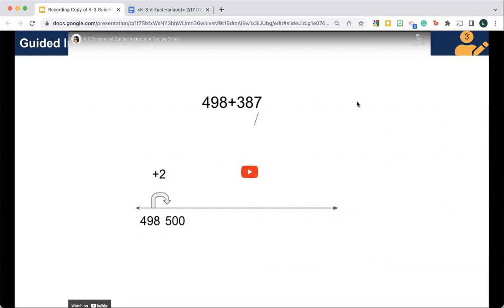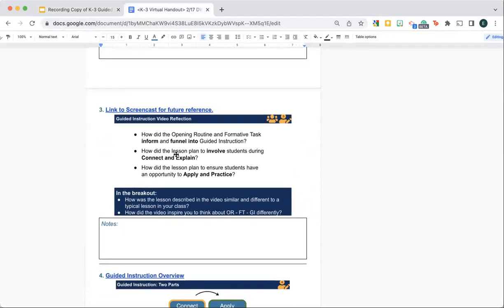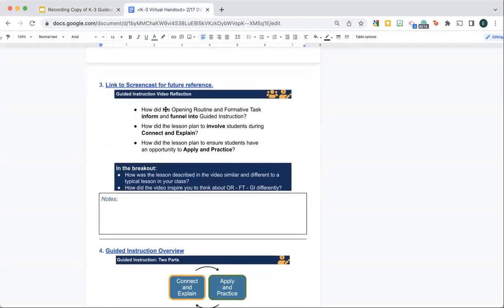But I think that the opening routine and formative task can be really powerful too, because you can see how the teacher would leverage those 2 components to support students with guided instruction. The video will start with some questions for you to think about as you watch. Those questions can be found here in your virtual handout number 3.